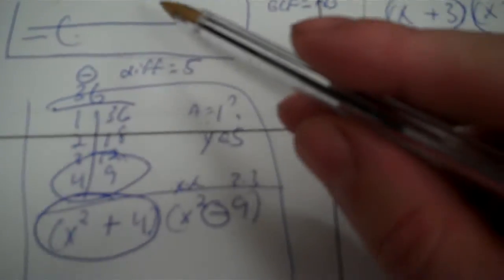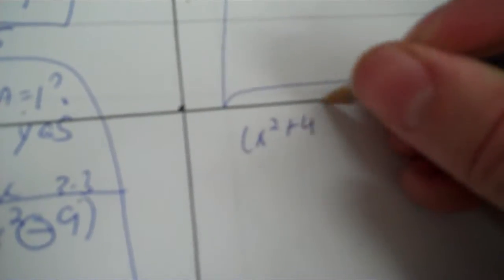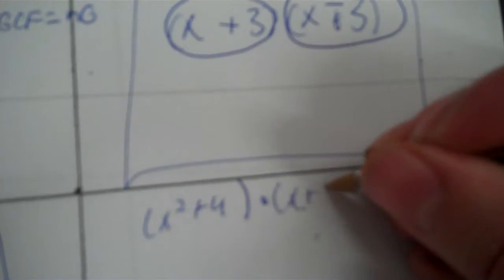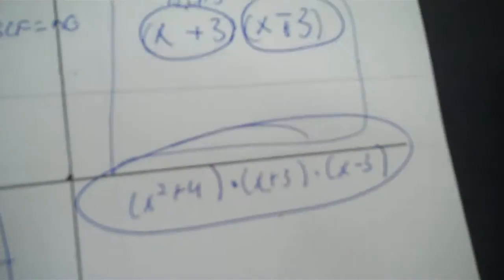So what are all the factors I circled? Okay, I didn't have a GCF. I've got x squared plus 4 times, and then I've got x plus 3 times x minus 3. Okay, and that's the factorization for it.